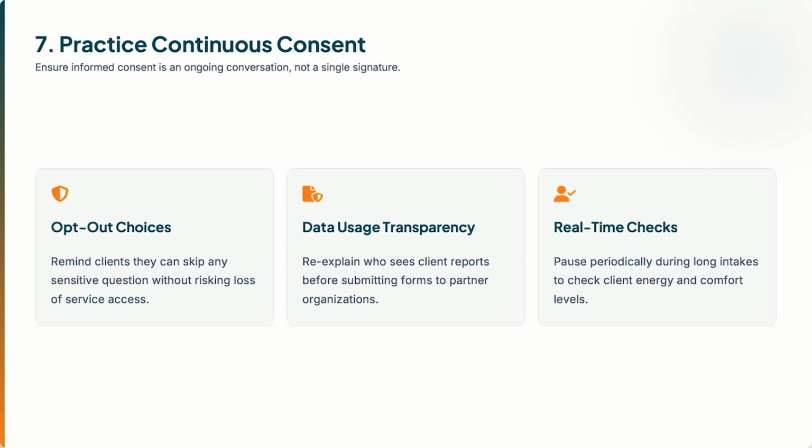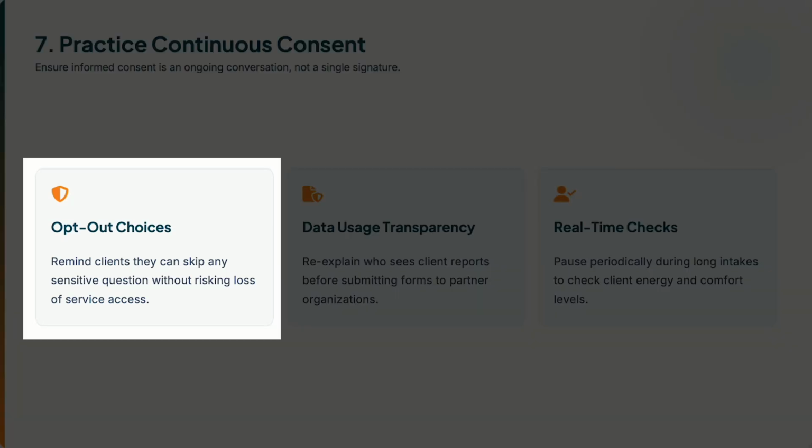Implementing continuous informed consent means treating consent as an ongoing rational dialogue rather than a single signature collected at intake. Honoring client autonomy in therapy requires explicitly reminding clients that they have the right to pause or skip any sensitive questions without risking their access to service.